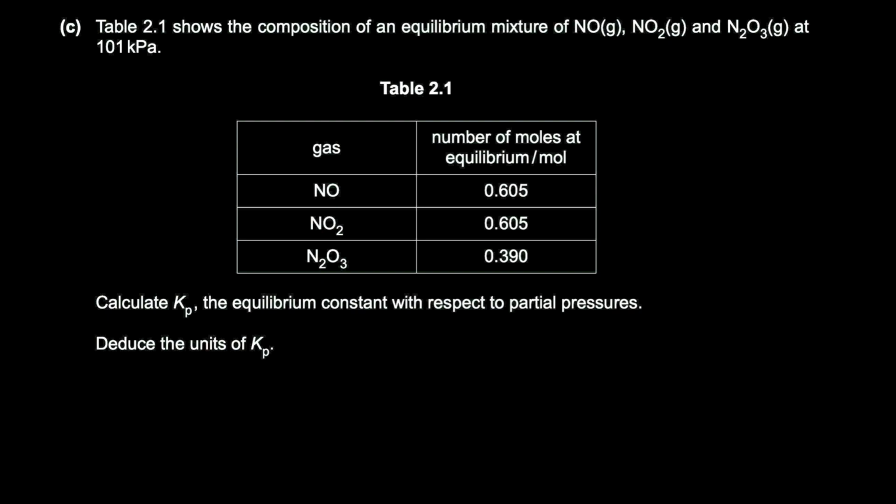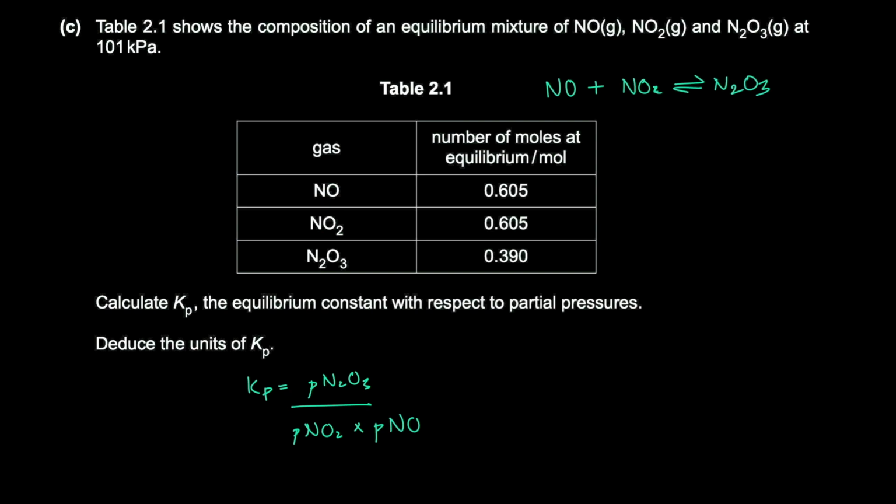Table 2.1 shows the composition of an equilibrium mixture of nitrogen monoxide, nitrogen dioxide, and N2O3 at 101 kilopascals. Calculate Kp, the equilibrium constant with respect to partial pressures, and deduce the units of Kp. Now Kp is the partial pressure of N2O3 divided by the partial pressure of NO2 times the partial pressure of NO. This is based on the equation given to us, which is NO plus NO2 gives us N2O3, right?